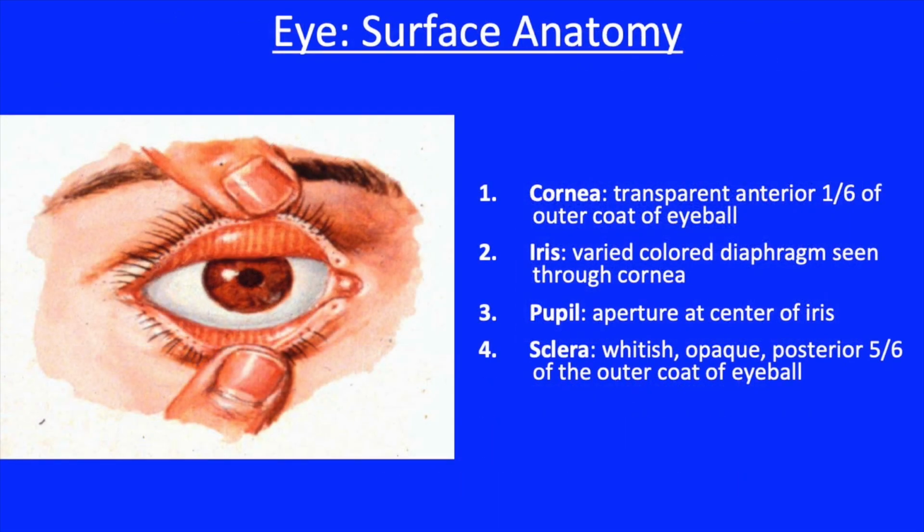Let's now look at the surface anatomy of the eye itself. I'm sure you know these, but let's review them here anyways. The cornea is the transparent anterior 1/6 of the outer coat of the eyeball. The iris is the varied colored diaphragm seen through the cornea. The pupil is the aperture at the center of the iris, and the sclera is the whitish opaque posterior 5/6 of the outer coat of the eyeball.